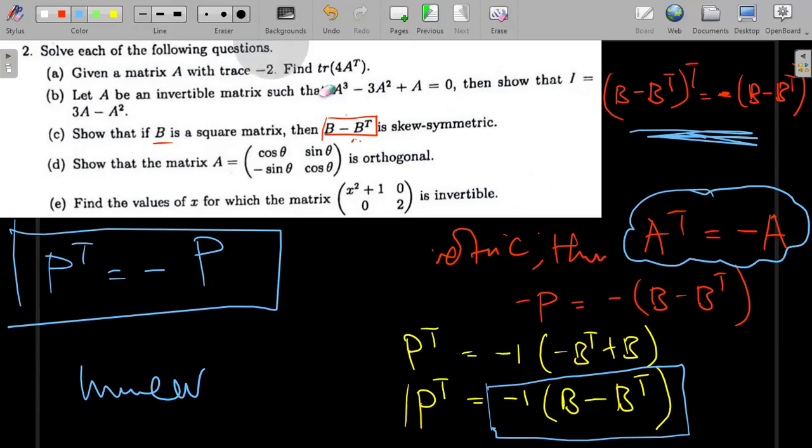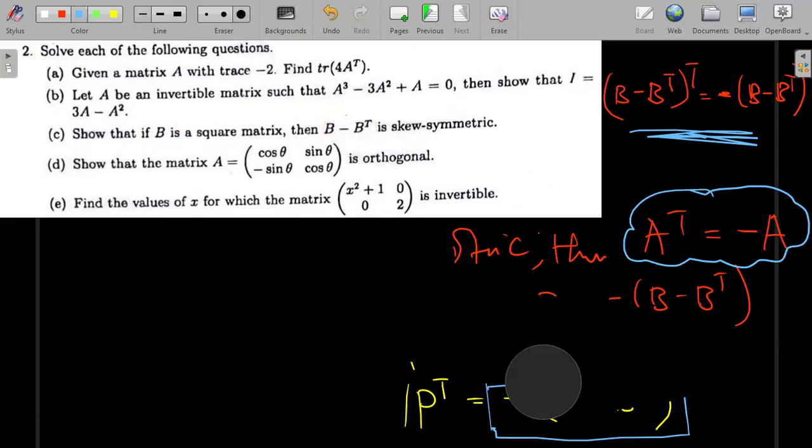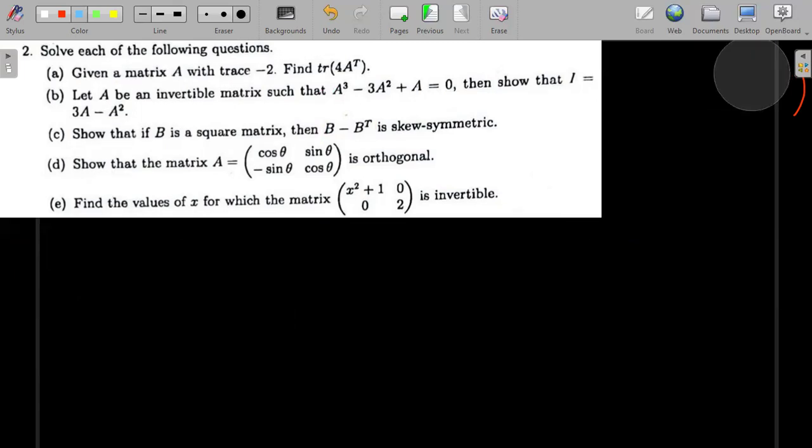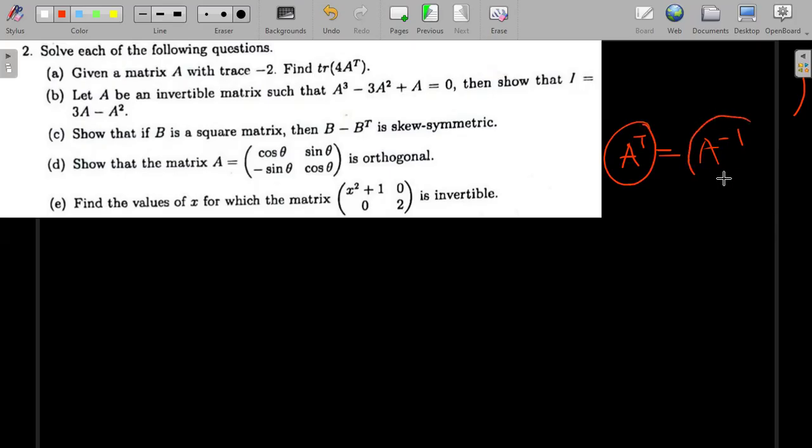Okay, D, let's look at D. On D, they're saying show that the matrix A is orthogonal. This is coming from the tutorial sheet. So if it's orthogonal, we just have to show that A transpose is actually equal to the A inverse. Okay, so if you want, you can find the transpose and then show that it is equal to the A inverse. So you find the A transpose first and then you find the A inverse. If they are equal, then we have proved. But if you want, you can use this one.